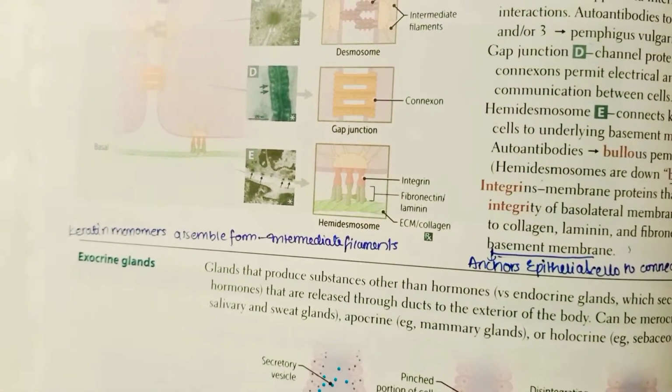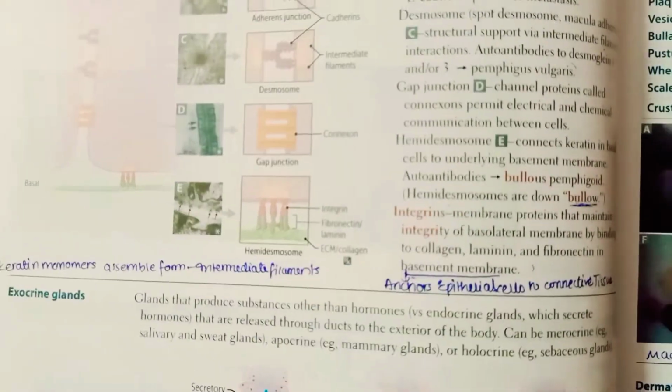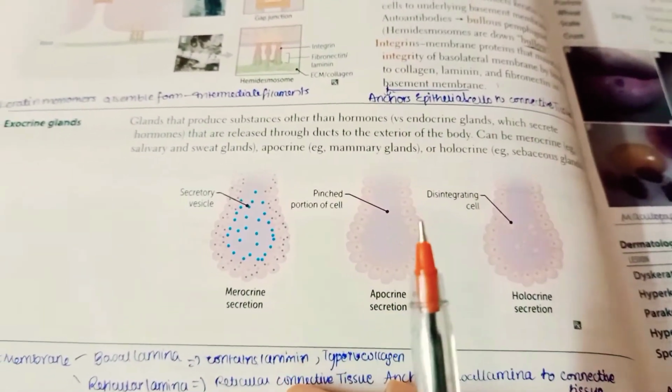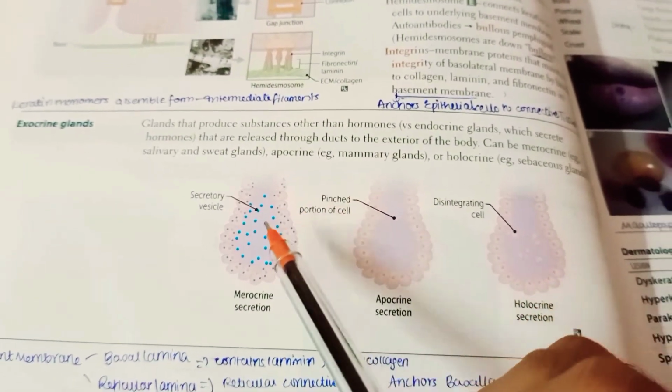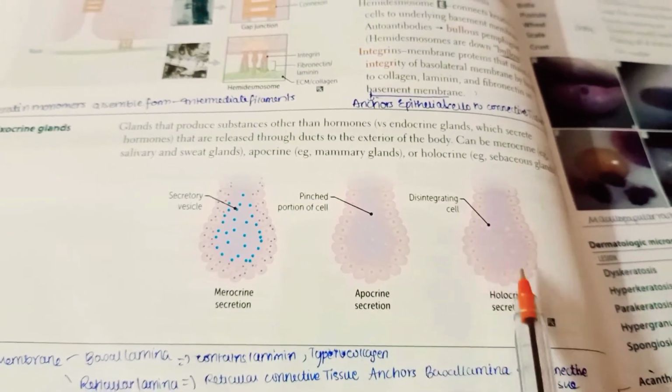Next, coming to keratin monomers, they assemble and form the intermediate filaments. Next, coming to the glands, you know that we have endocrine glands and exocrine glands. Endocrine glands produce hormones. Exocrine glands don't produce any hormones, but they secrete by means of a duct. Exocrine glands are divided into three types: merocrine secretion, apocrine, and holocrine.